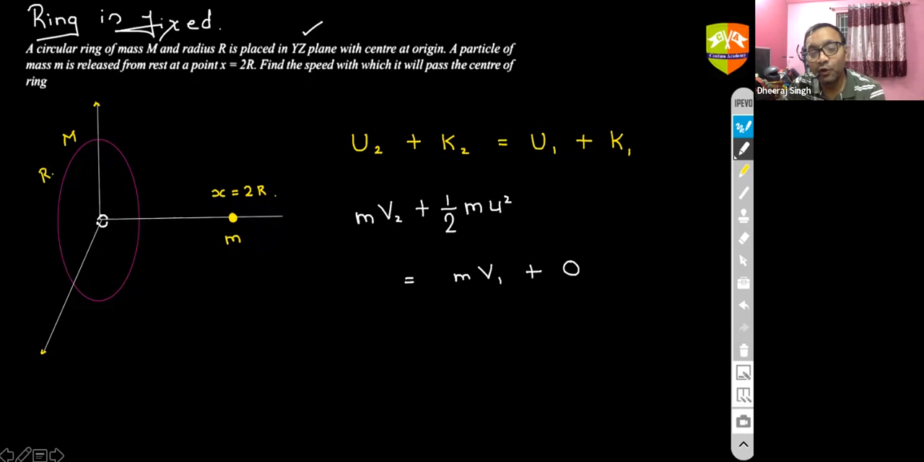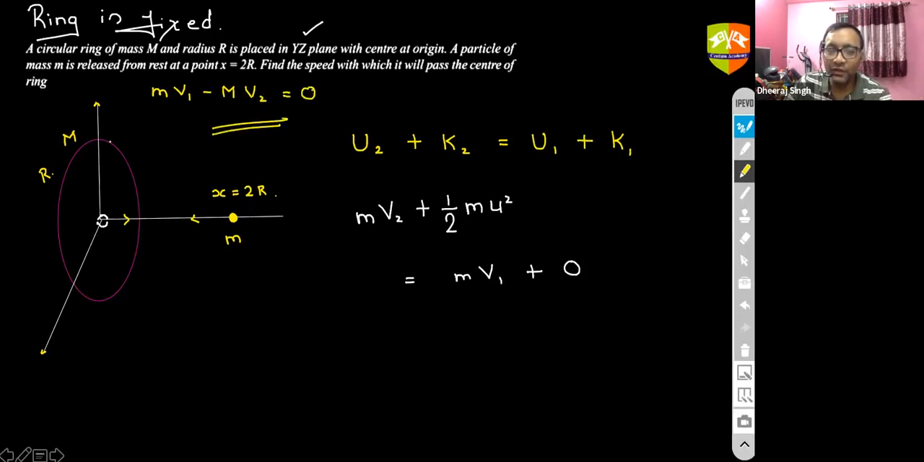If you allow the ring also to move, then what do you have to do to solve the problem? Conservation of linear momentum and energy. You have to conserve the linear momentum then. Let's say the final velocities are V1 and V2. So m into V1 minus capital M into V2 is equal to zero. This is one more equation that comes. But we are ignoring it actually, keeping it simple.